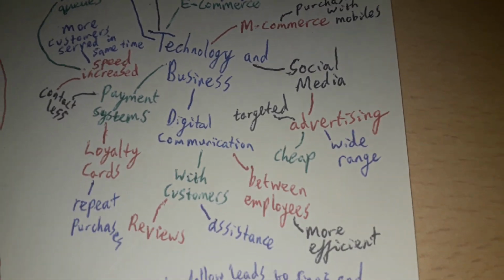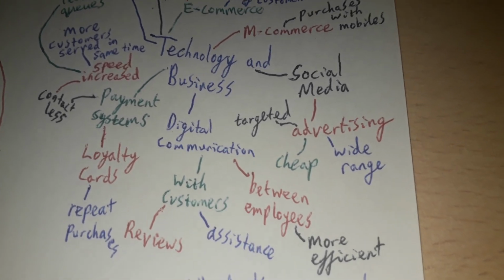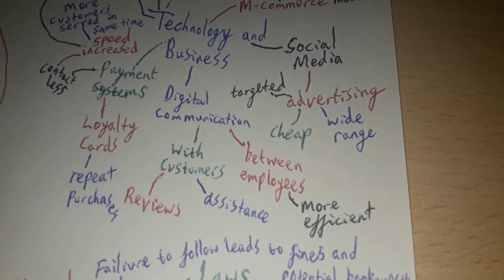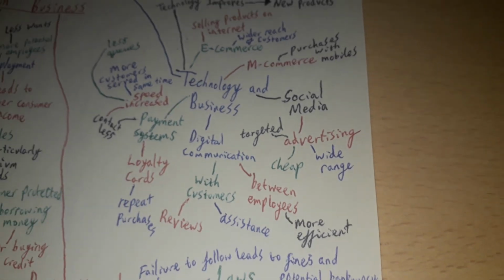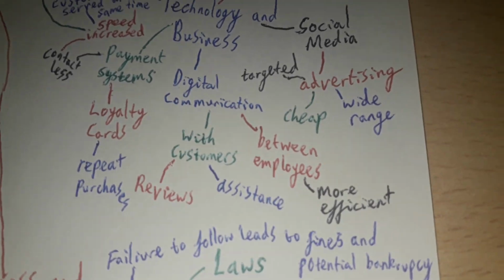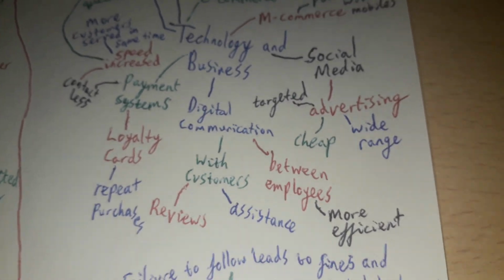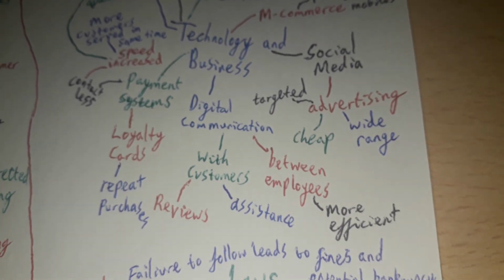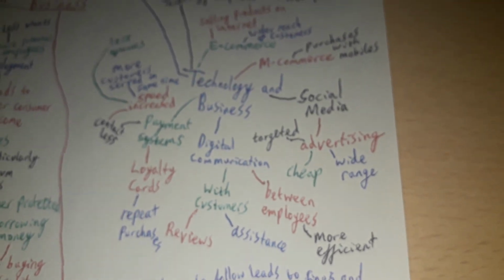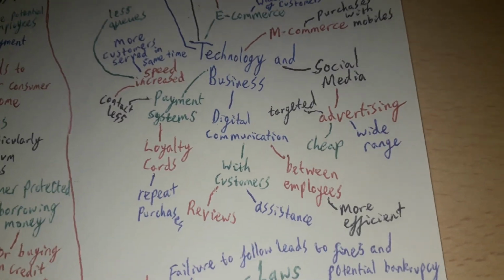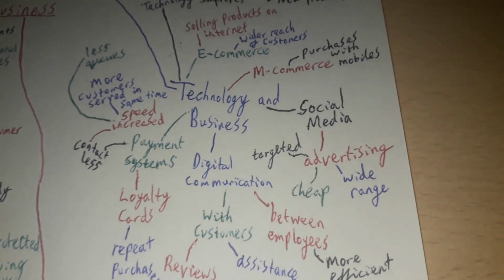Also, digital communication. This is between employees, so they can share work and communicate more efficiently. Even people higher up in the business can have meetings on Skype calls and so on. Digital communication is also with customers though. They can offer assistance through digital communication to customers, but also receive reviews. So there are multiple different ways that it helps the business deal with customers.